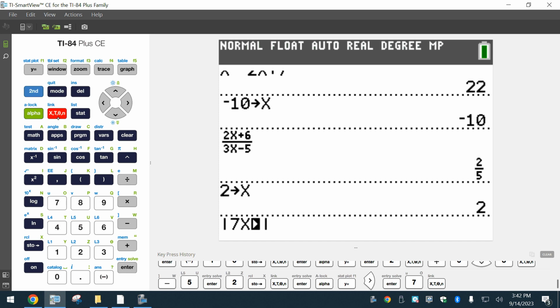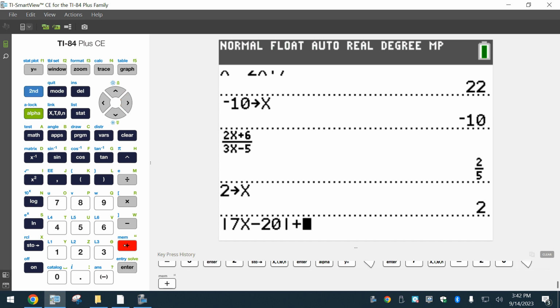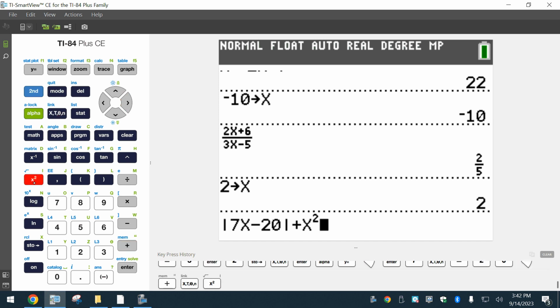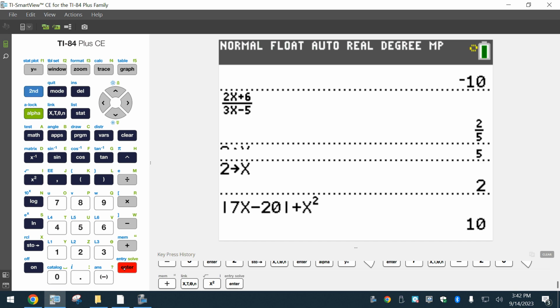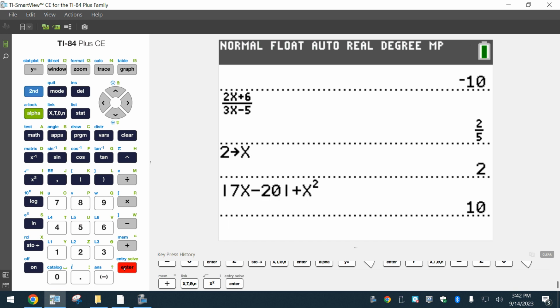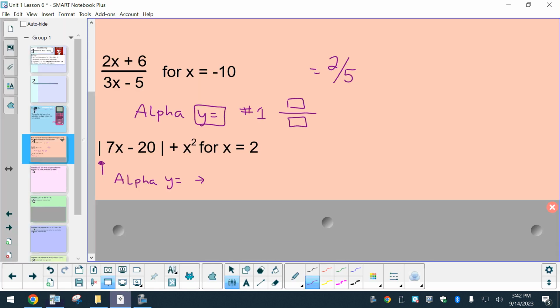And we want 7x minus 20. Now you want to make sure you hit your right arrow to get outside of that absolute value. And then you want to do plus x squared. And then hit enter. And you should get 10. If you don't, double check with the neighbor. Maybe you typed something in wrong. Okay, and that is our store feature.